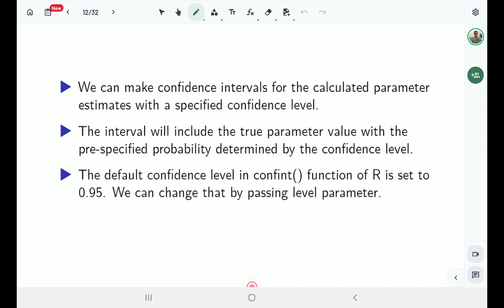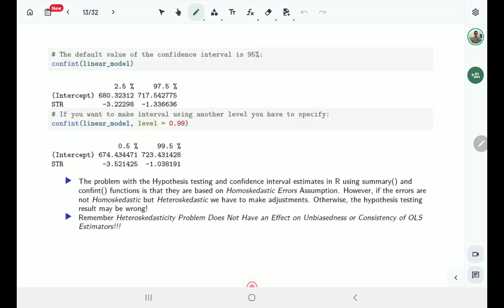Remember that. Now let's move to the confidence interval. So there is the confint function in R which is dealing with that, but you know the default confidence level is equal to 95%. So if you want to change it, you have to pass the so-called level parameter. Let's have a look. Have a look at that.